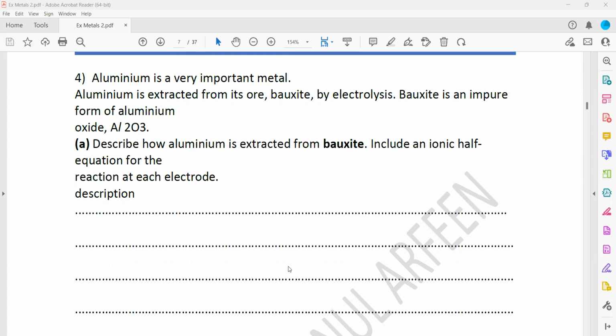So first, what we do is electrolysis of the molten alumina. Basically, bauxite is dissolved in molten cryolite. The purpose of adding cryolite is to lower the melting point. Bauxite is added to the molten cryolite.